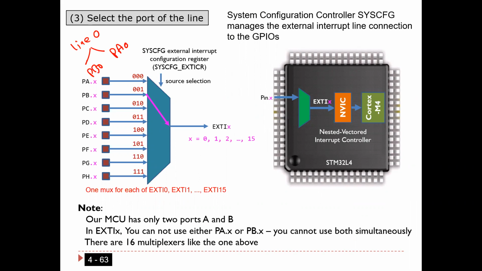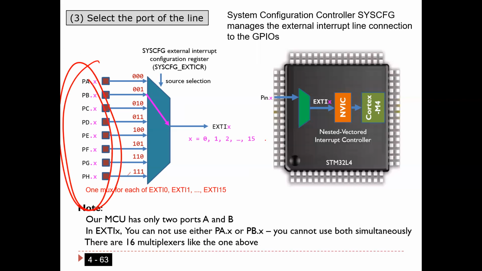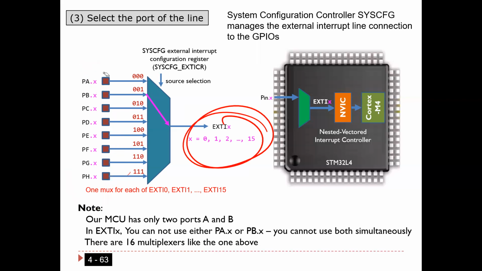Because I told you, for some processors, you may have port A, port B, port C, port D, port E, we don't have all of that. But just in case you have all of these, all of them are going to share the same line. You understand what I'm saying? So PA7, for example, if X is 7, so PA7, PB7, PC7, I cannot use all of them simultaneously.